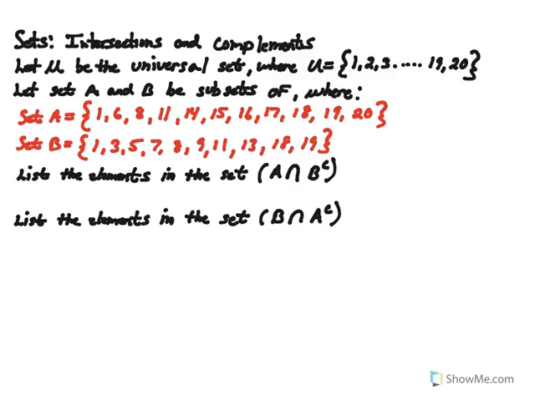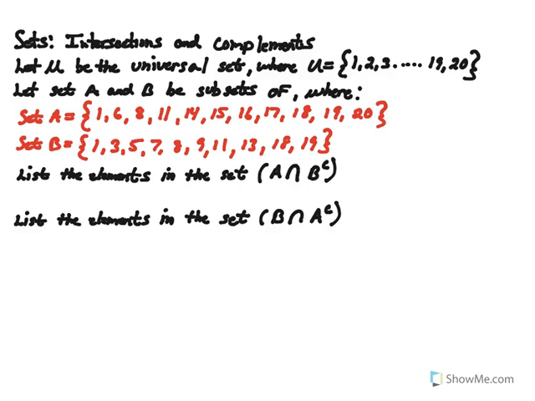Set A will have 1, 6, 8, 11, 14, 15, 16, 17, 18, 19, and 20. And subset B will contain the elements 1, 3, 5, 7, 8, 9, 11, 13, 18, and 19 in red. The problem is asking two things. First, list the elements in set A.